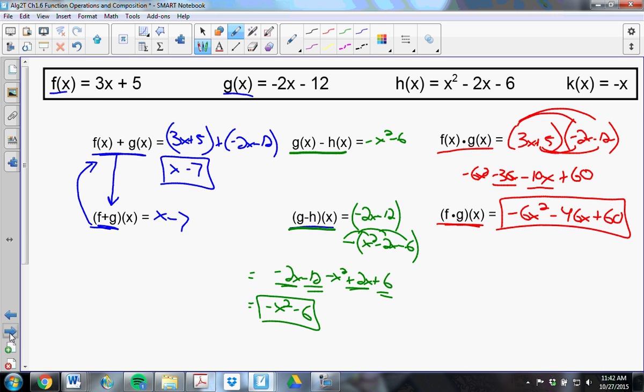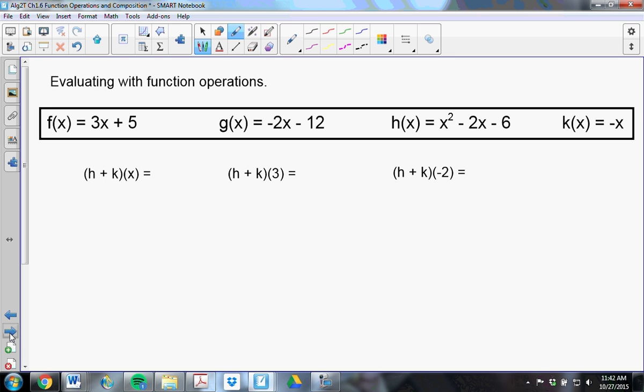It's really pretty straightforward. You can also evaluate where instead of having x's, here I'm doing h plus k of x. Here I'm going to do h plus k of 3. This means I actually plug numbers in for x. So remember, this is really the same as having h of 3 plus k of 3. Well, I can find h of 3 pretty easy. H of 3 would be 9 minus 6 minus 6, which is 3. 9 minus 6 is 3 minus 6 is negative 3. So that's really going to become negative 3. And then k of 3 is also just negative 3. So it's negative 3 plus negative 3, which is negative 6.